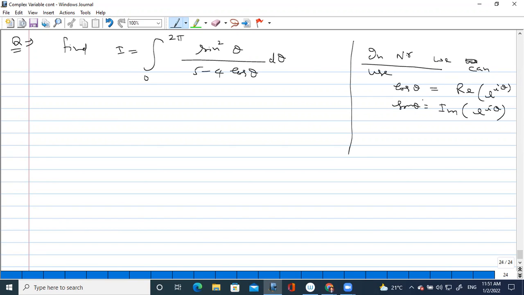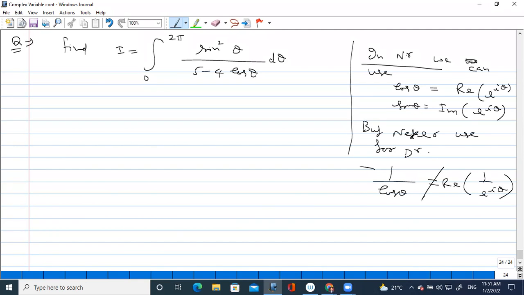In the denominator we never change, never use it for the denominator. What I mean to say is, suppose this is like 1 upon cos theta, so you want to use it like this. No, it can never be. Only this is allowed. If it is in the numerator, then you can use in place of cos theta the real part of e to the power i theta, and for sin theta the imaginary part of e to the power i theta.